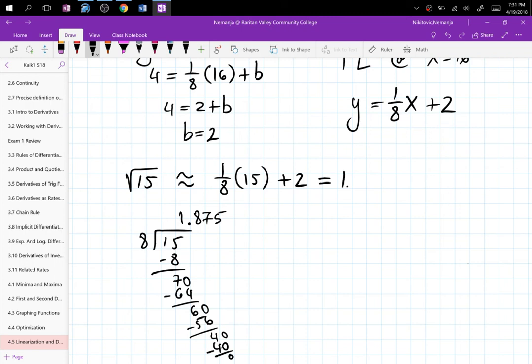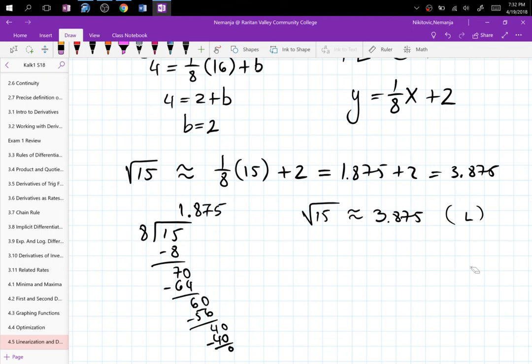So this is 1.875 plus 2 is 3.875. So my calculation, by finding the tangent line and computing 15 in the tangent line, I'm getting that square root of 15 is approximately 3.875 using the tangent line. Now, can anyone punch the square root of 15 into a calculator?